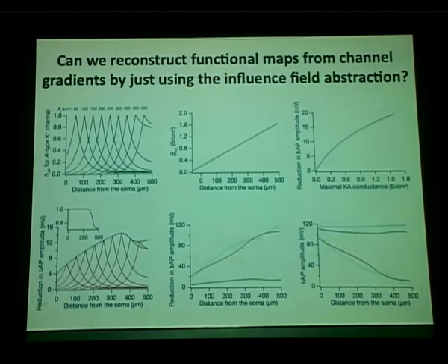So here we have shown that you do have an interaction between adjacent compartments, and you can reconstruct the map. This is the action potential amplitude with distance, which decreases with distance, and that is reconstructed by this influence field based linear reconstruction that you see over here.